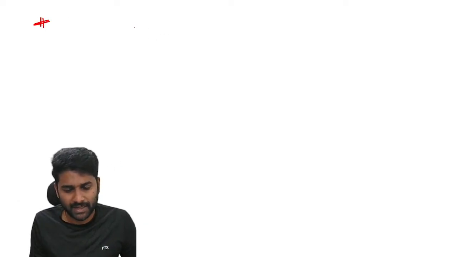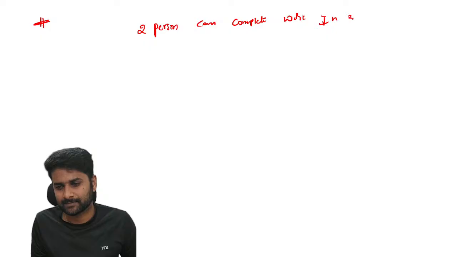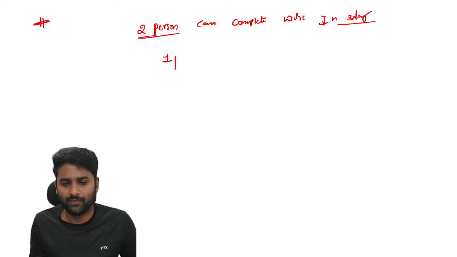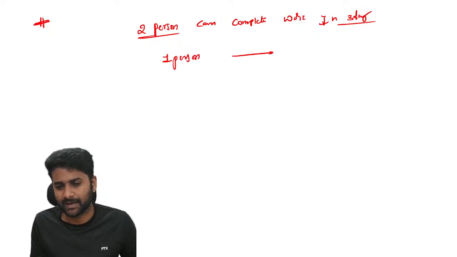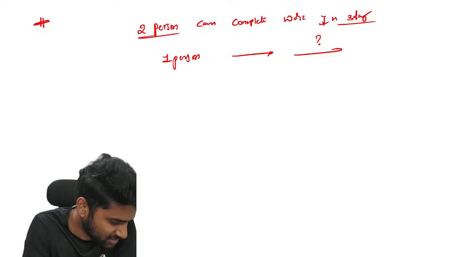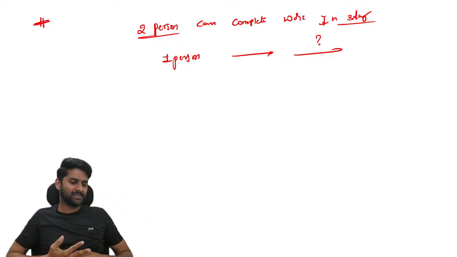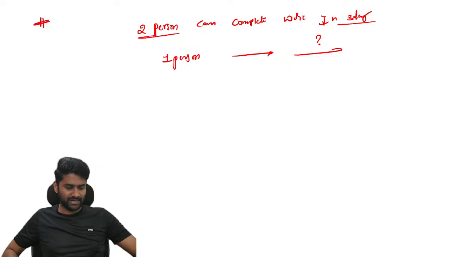Next, understand one more concept. Anyone, just tell me: two persons can complete a work in 3 days. One person can complete the same work in how many days? Just post your answer in the comments, guys. Two persons can complete the work in 3 days. One person can complete the same work in how many days?